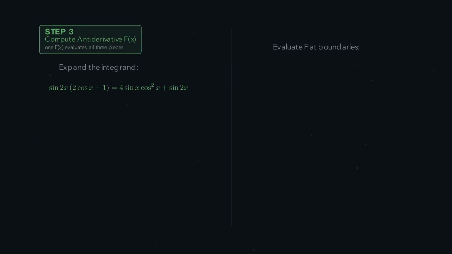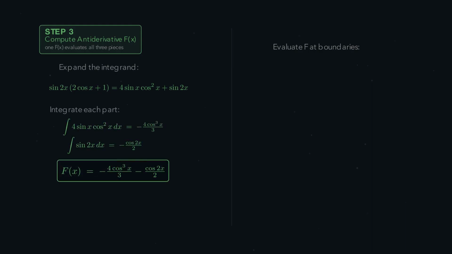Step 2. Find the sign changes. Sine 2x flips from positive to negative at x equals pi over 2. The second factor, 2 cosine x plus 1, becomes 0 at x equals 2 pi over 3. So the product is negative only on the short interval between these 2 points. Everywhere else, it's positive.